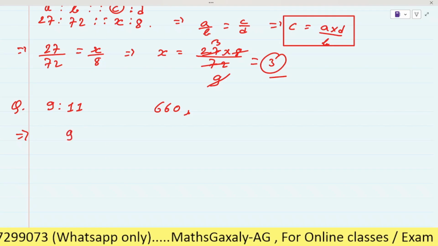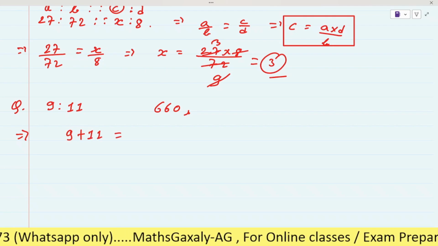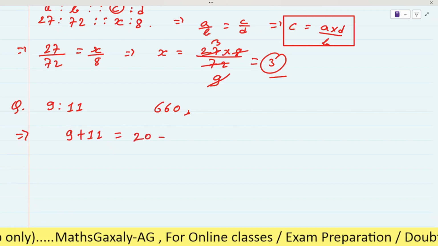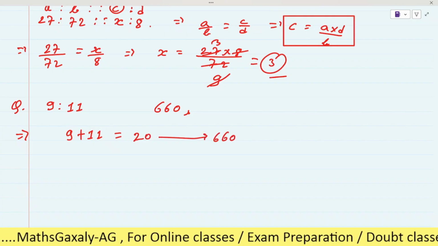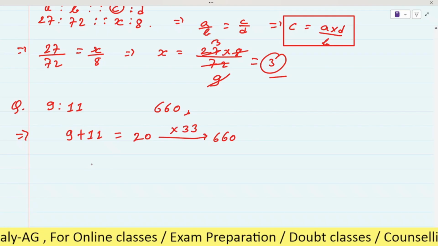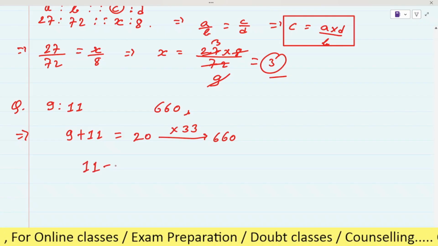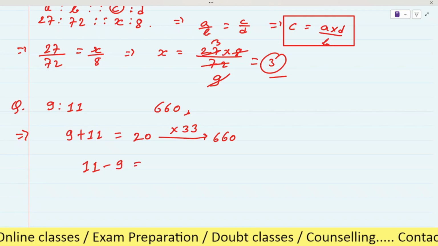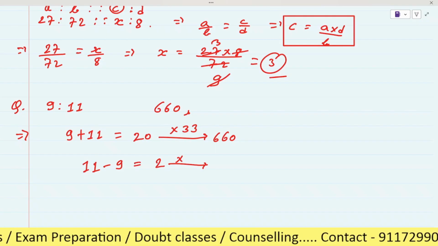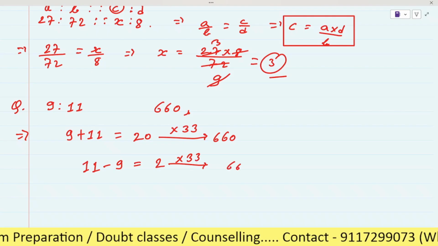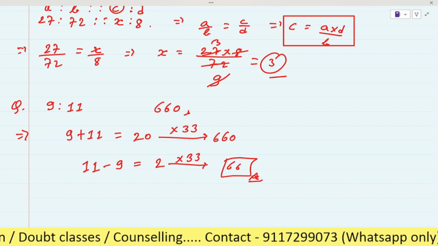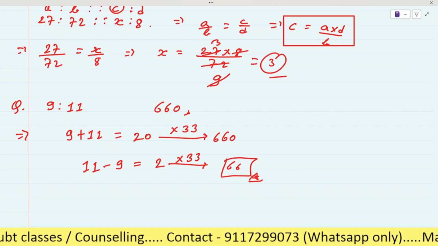Instead of x, just do like this. 9 plus 11, it will be 20. Here the value of 20 is 660. Okay, how many times? So as you can see here, it is 33 times, right? So when you will do 11 minus 9, what it will be? 2. Right? You have to just multiply it by 33, you will get 66 as the answer. That's all. Okay, so within 4 to 5 seconds you can easily get the answer.